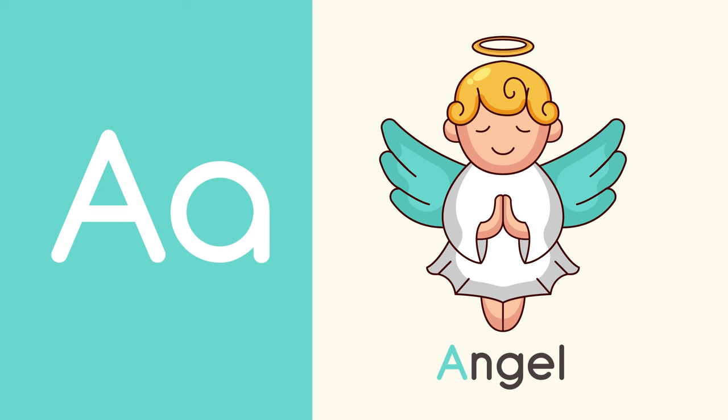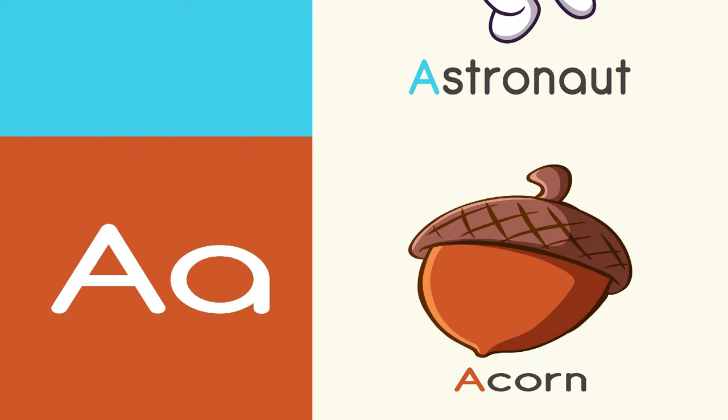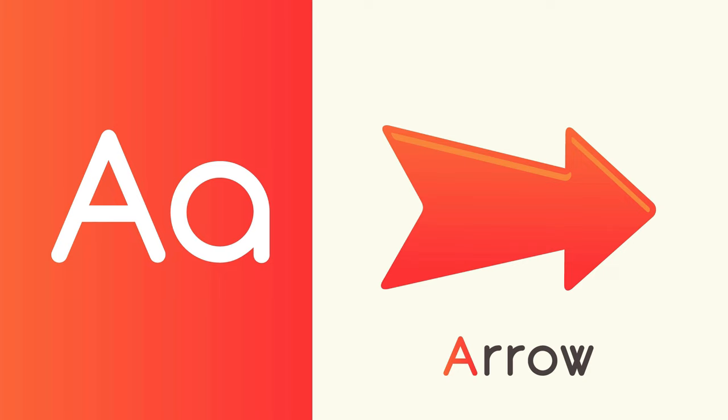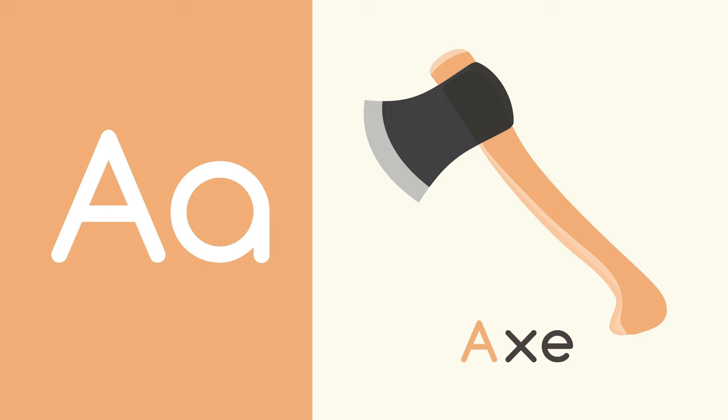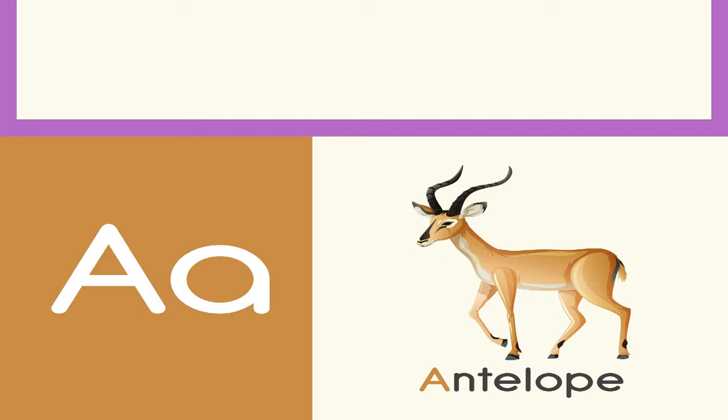A is for angel. A is for apron. A is for astronaut. A is for arrow. A is for armchair. A is for abacus. A is for axe. A is for antelope.